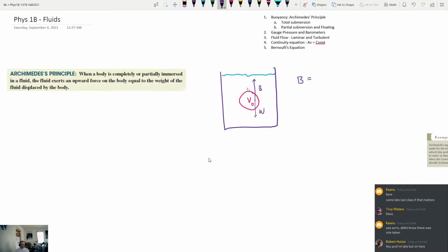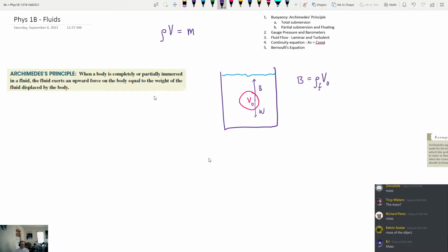Well, the object has a volume that's VO. And if I take that volume and multiply by the density of the fluid, so right here I'm going to write rho F, where the F stands for fluid, in this case water. So the density of the fluid times the volume of the object. If I just multiply those two by each other, what does that give me? What do you get when you take the density of something and multiply by volume? What is that? Mass. Yep, that's right, mass.